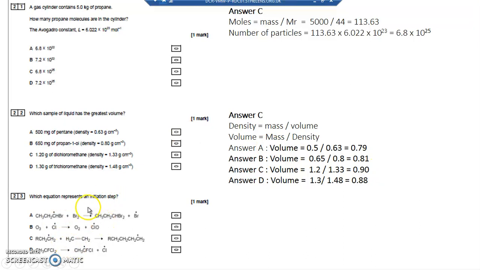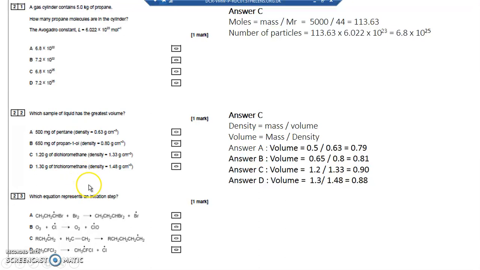Which equation represents the initiation step? So I've got free radical reactions. Now this looks quite complicated, but it's really not. An initiation step is where something like chlorine, Cl2, with UV light, forms 2 chlorine radicals. So you've got a molecule with 2 atoms joined together, or a number of atoms joined together, and the bond breaks, and one electron goes one way and one electron goes the other way.